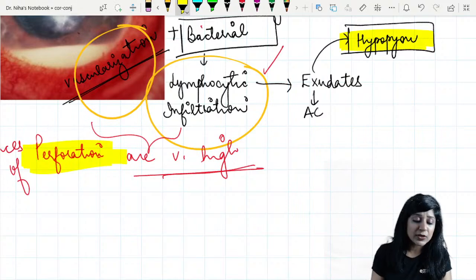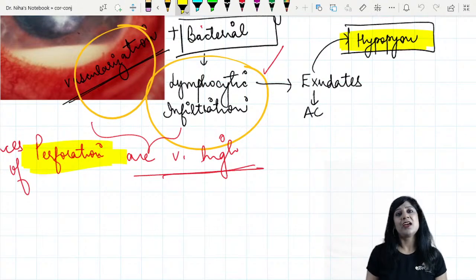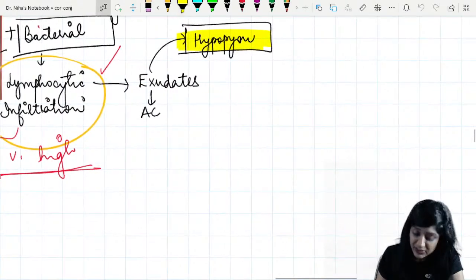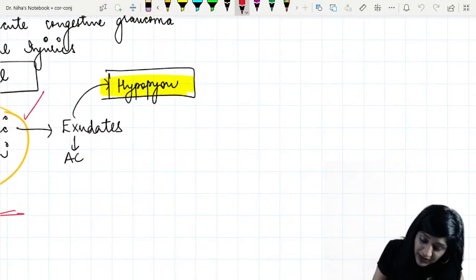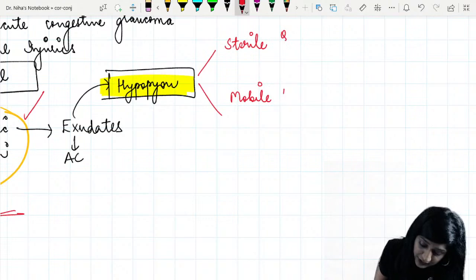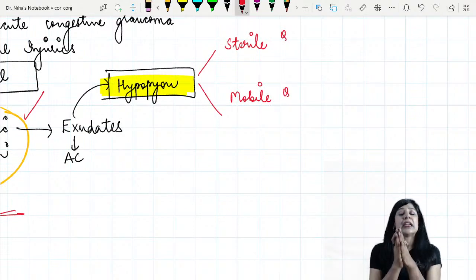Now who will tell me the two characteristic features of bacterial corneal ulcer? Very good, amazing guys. Mobile hypopyon, sterile hypopyon. Very good. So there are two characteristic features of this hypopyon whenever we have bacterial ulcer. Exactly correct. It is always sterile and always mobile. Very, very important.